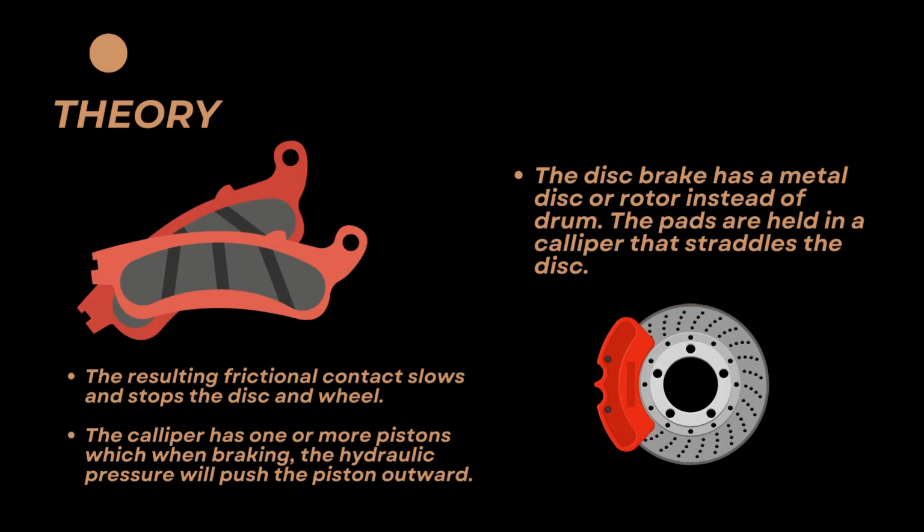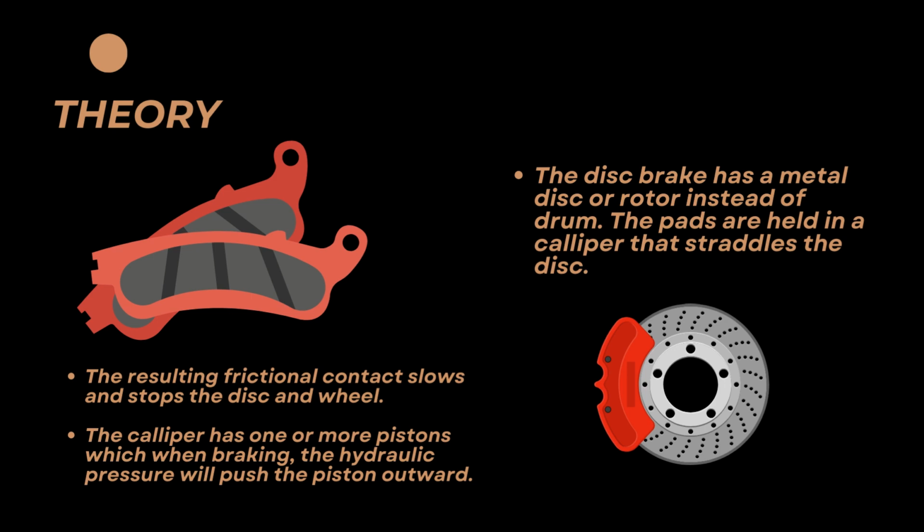Hello, my name is Muhammad Faiz. I will continue our presentation with the theory. Okay, first thing, the brake pad. The first point is the resulting frictional contact slows and stops the disc and wheel. The second one, the caliper has one or more pistons which, when braking, the hydraulic pressure will push the piston outward.